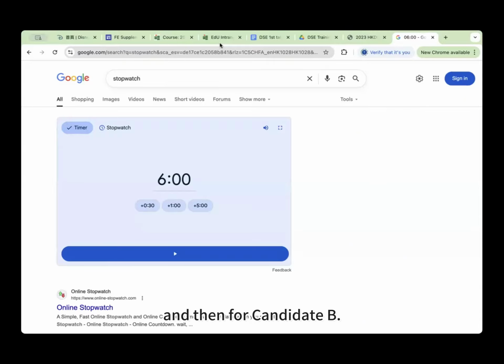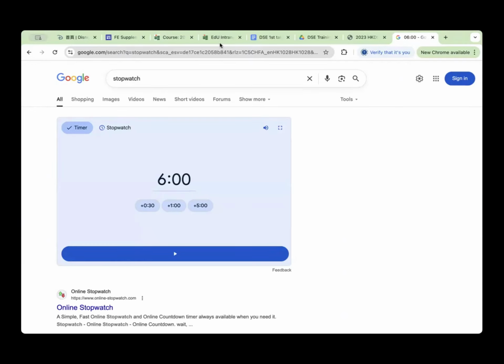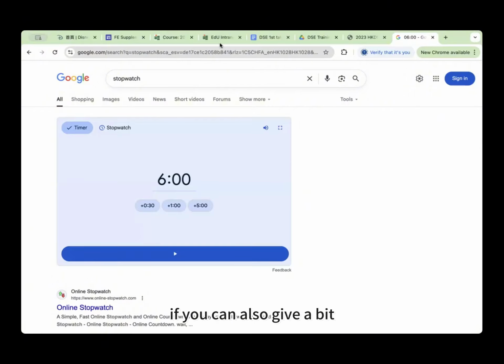So this is one example of why you think it will slow personal growth, and this is great. And then for candidate B, you gave a very good point that is a bit different from the other two candidates: you mentioned cultural norms in which living with parents is traditional to strengthen family bonds, and this is a new aspect. So maybe candidates A and C can also respond to this point because it is a new point in your discussion. If you can also give some advice or your opinion on this point, it will be better as well.